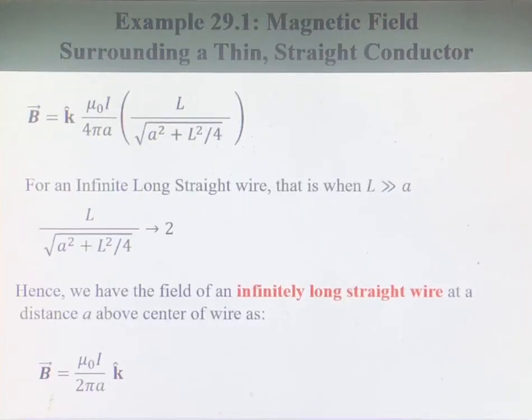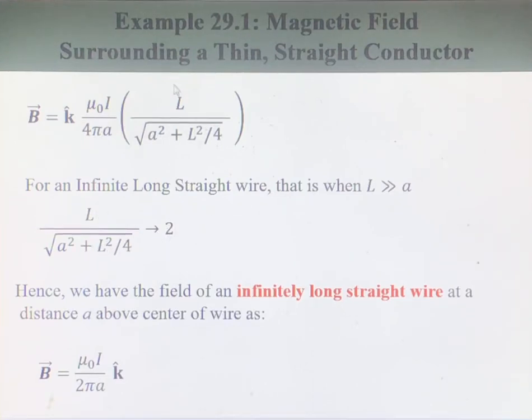All right, so now if we go into this expression that we've just calculated here, suppose that we're interested in looking at the magnetic field produced by an infinitely long straight wire. So we're saying that the length of the wire is way greater than the distance a. Then under this approximation here, I can say that L over the square root of L squared plus a squared, so if L is way larger than a, then all of this is just going to converge to 2.